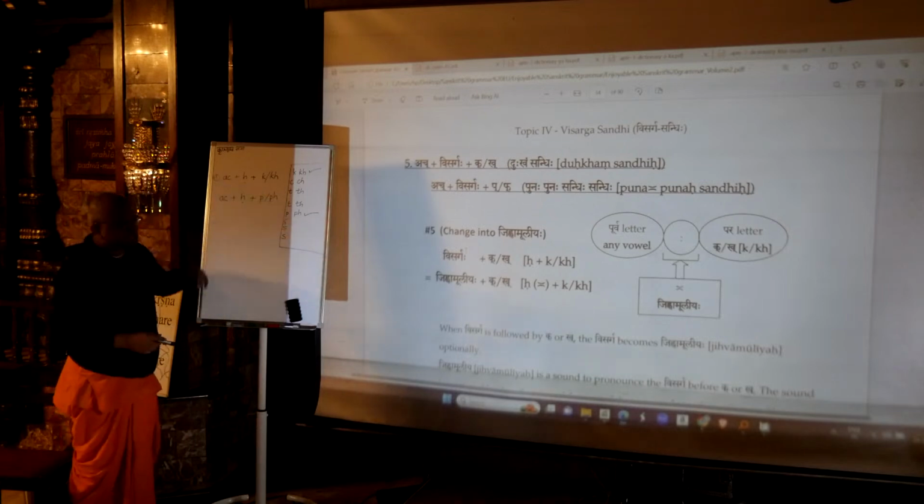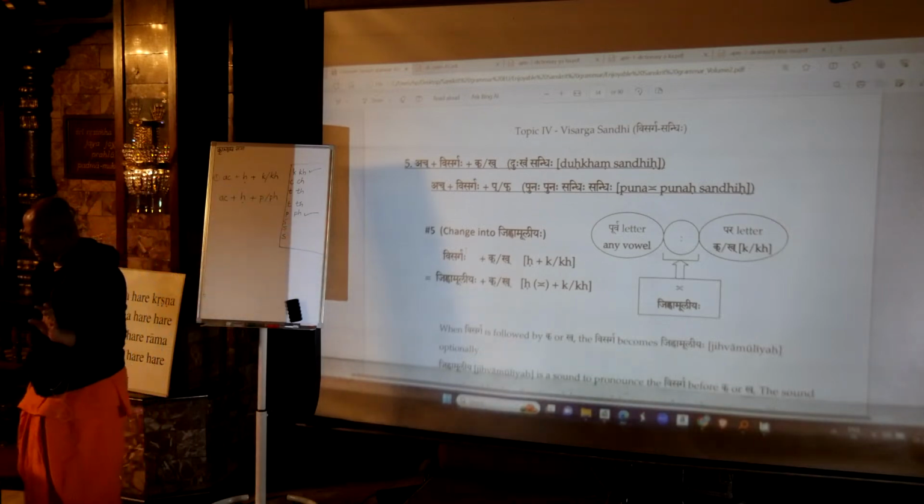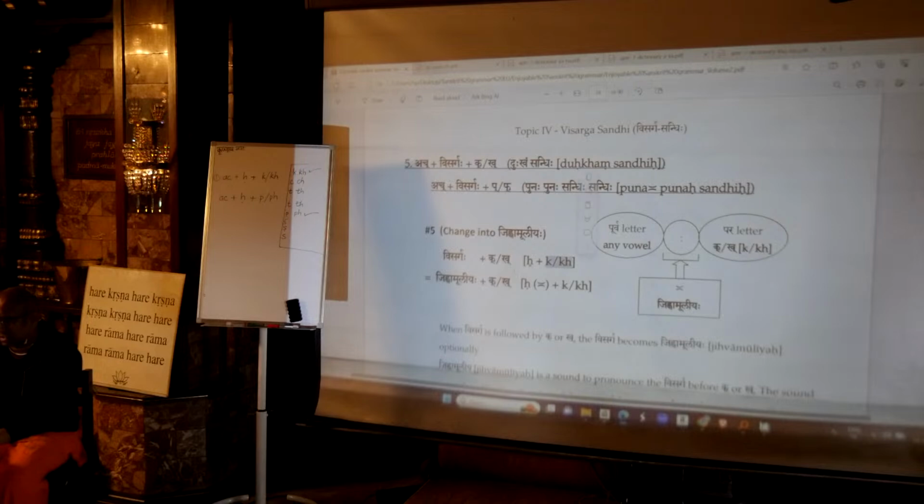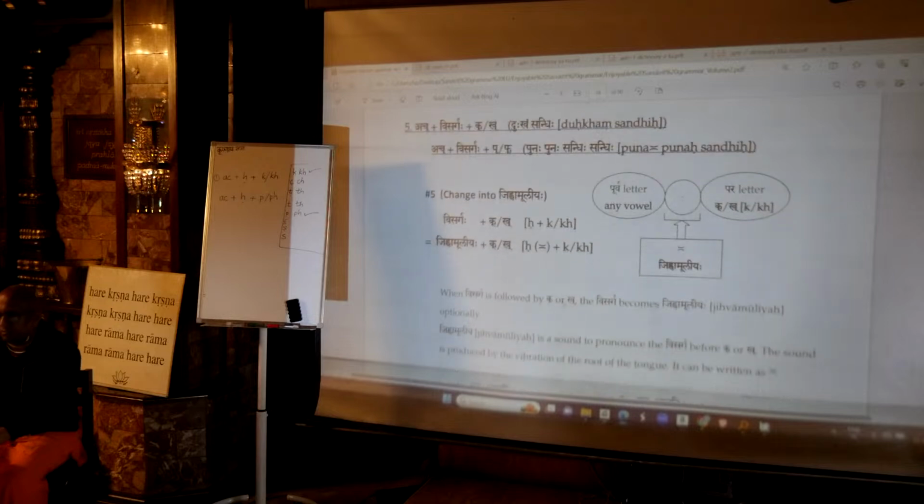Before visarga, ach, meaning any vowel. Just one rule. Any vowel. And after that you have visarga followed by kakara or khakara. So what happens here? When visarga is followed by kakara or khakara, the visarga becomes jihva muliya, optionally. Remember this, it's optionally.